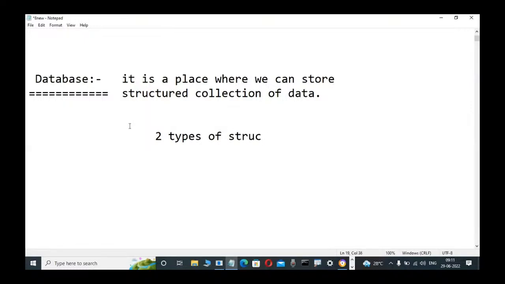Okay, fine. Anybody have an idea about this? Any computer students? Yes, very good. One is the logical structure of the database. Another one is the physical structure.